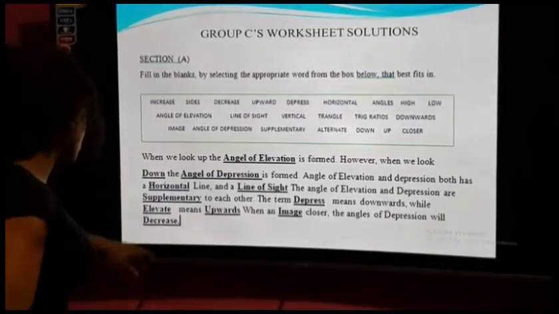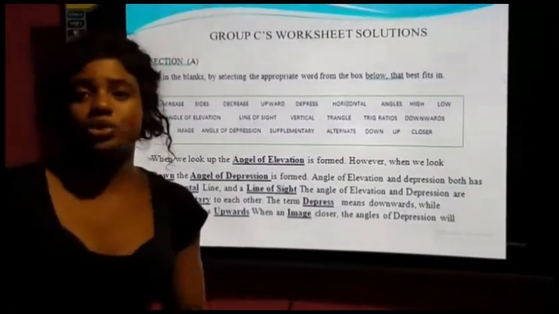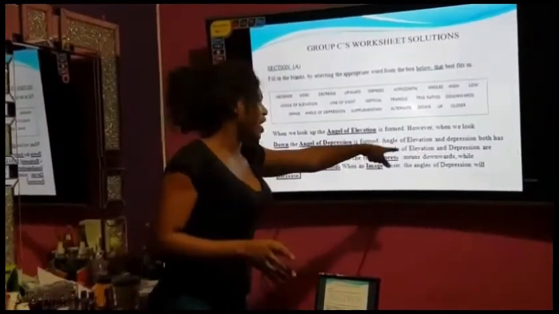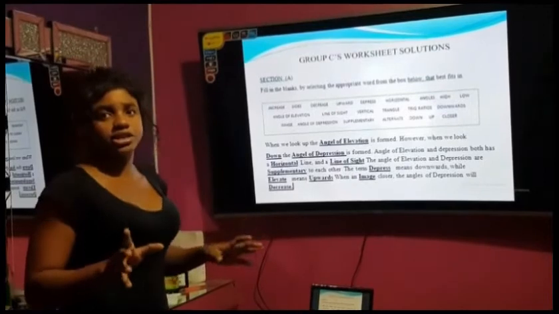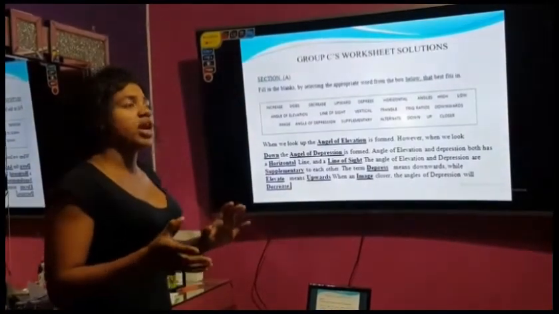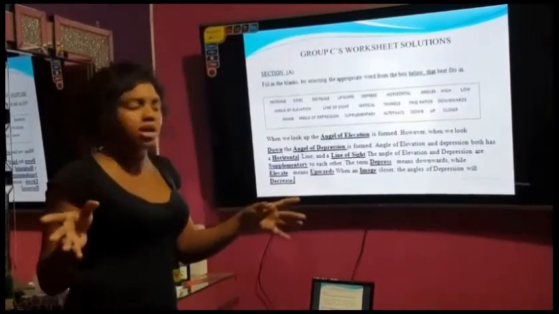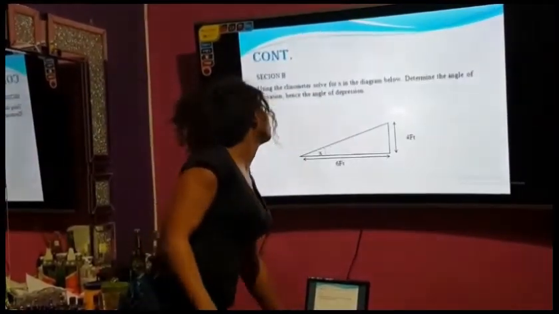Okay, that's how they used the word supplementary here. So it's evident that Group C students have a misconception, right? Because the angles of elevation and depression are not supplementary, right? They're alternate to each other. So I wonder if this is a misconception or if it's a little simple error they made. But let's see. We're going to see if this is a misconception of Group C.